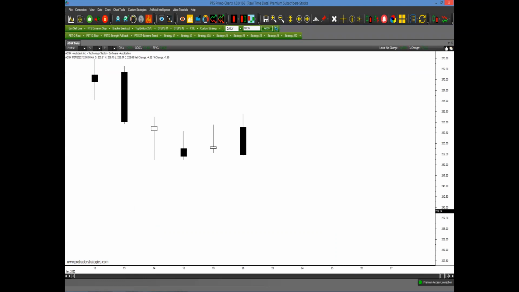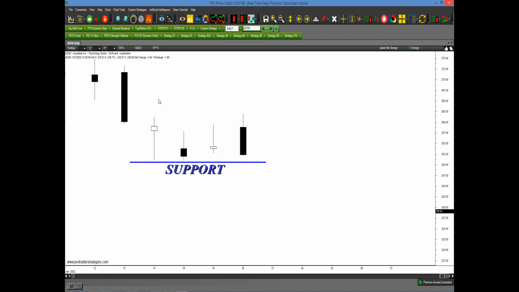Here's an example in ADSK, okay, Autodesk. As we see, once again, sure, it's been coming down, but look at this right here. This is major, major support, right? That chat room you go to says you got to buy here, pick up some quick, cheap calls because they close towards the low. This is going to be a great trade. You're going to make quick money to the upside, right?